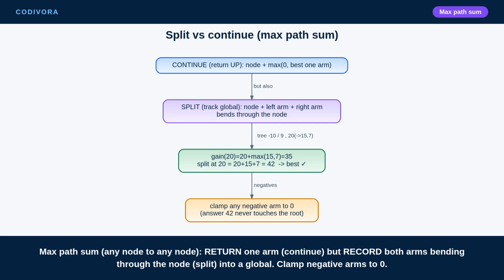On the tree -10 over 9 and 20, 20 returns 20 plus max of 15 and 7, 35. But the split at 20, 20 plus 15 plus 7 is 42, and that is the answer. Any negative arm you clamp to 0 because a losing branch is simply not taken. Notice the answer 42 never touches the root, which is why it lives in a global.